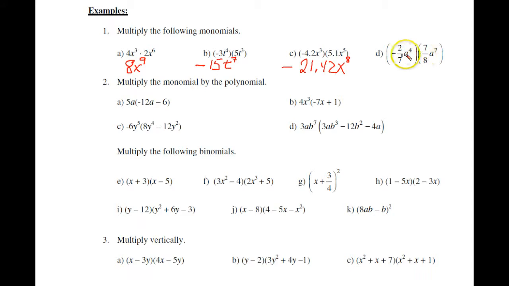Again, you're checking out your signs. This is a negative times a positive, so your answer is going to be a negative. And notice you can do some cross-canceling. 7 goes there once, 7 goes there once, 2 goes there once, 2 goes there 4 times. So you're going to have a negative 1/4, and then a to the 11th.